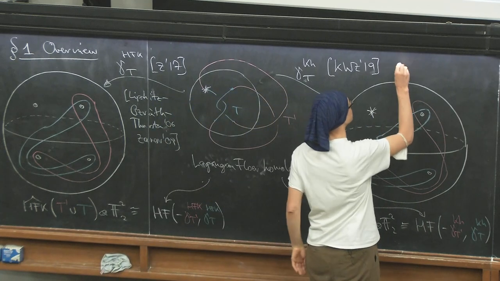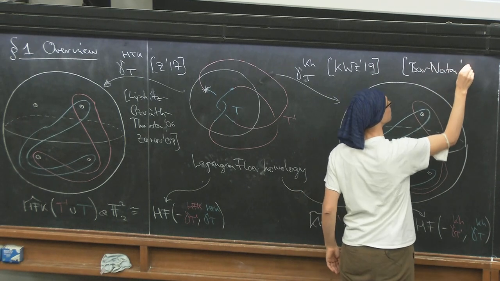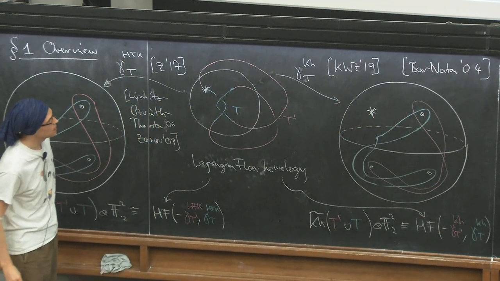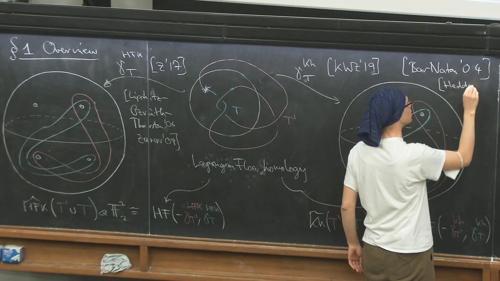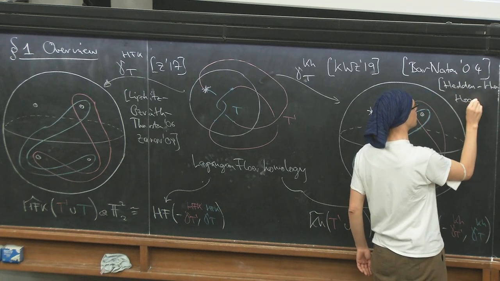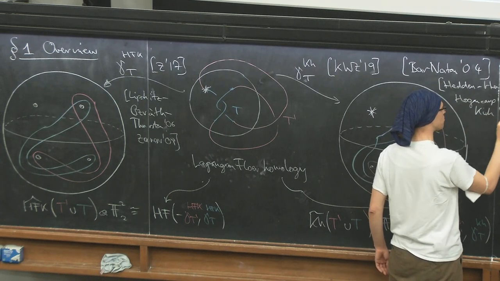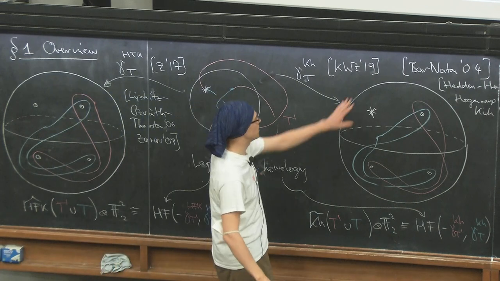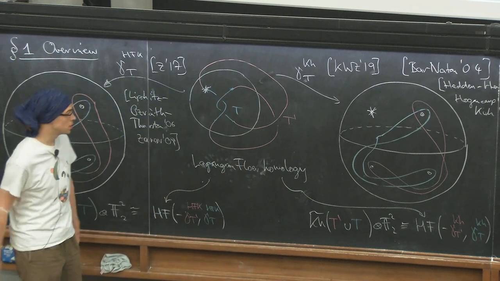So there we're using work of Bar-Natan, his general framework, I think it's '04. And this project was inspired by work of Hedden, Herald, Hogancamp, and Paul Kirk from 2018. They defined a functor from Bar-Natan's cobordism category to the Fukaya category, and we then simplified and extended that construction, and also importantly proved this gluing theorem, which makes this theory really useful.